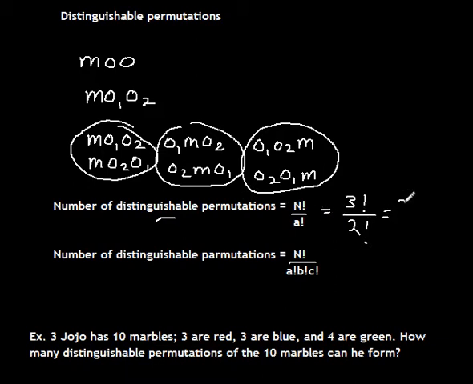So, you know, we've done this before. 3 times 2 times 1, 2 times 1, so these cross out. So our answer would simply be 3, and that's what we found.